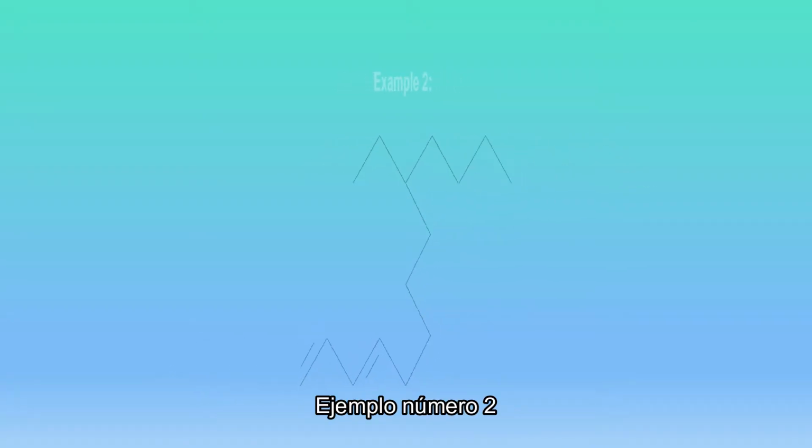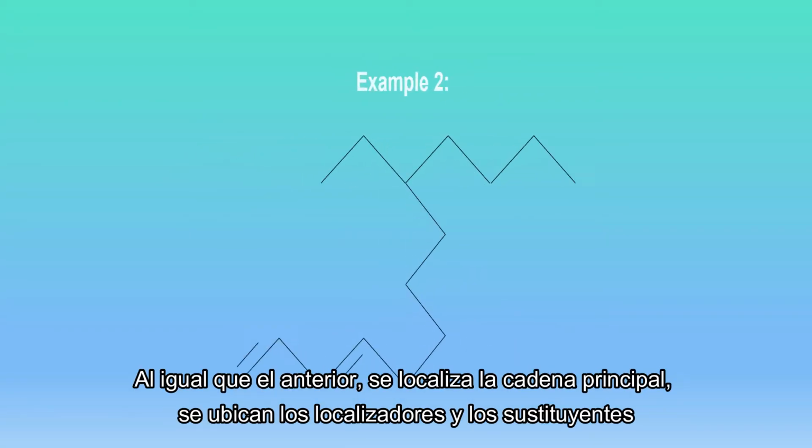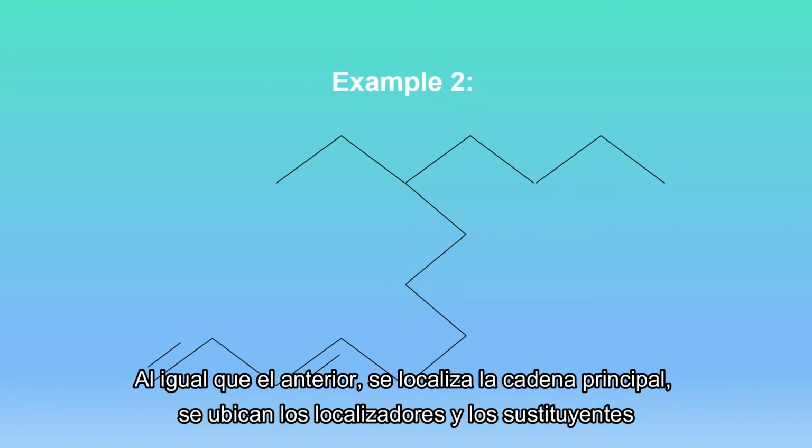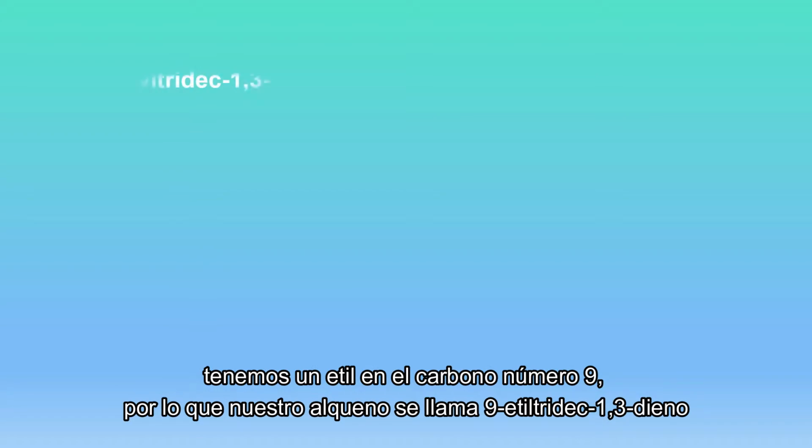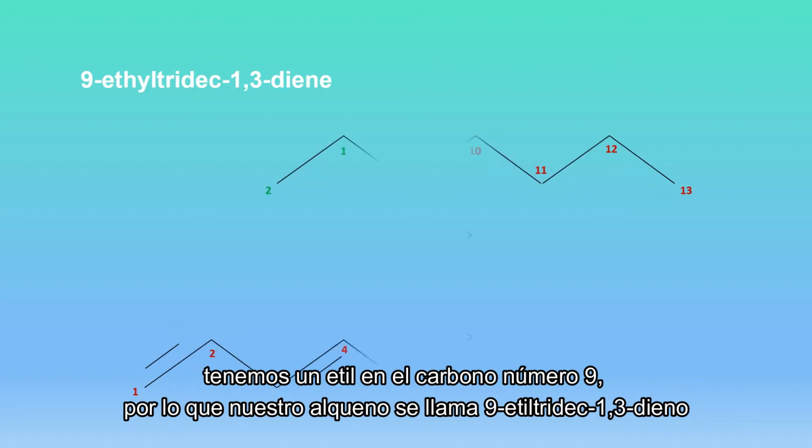Example number 2. The same as the previous one, the main chain is located. The locators and the substituents are listed. We have an ethyl on carbon number 9, so our alkene is called 9-ethyltridec-1,3-diene.